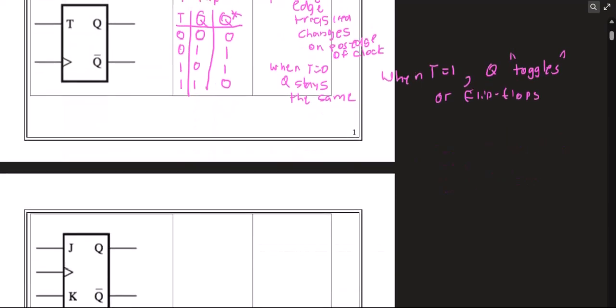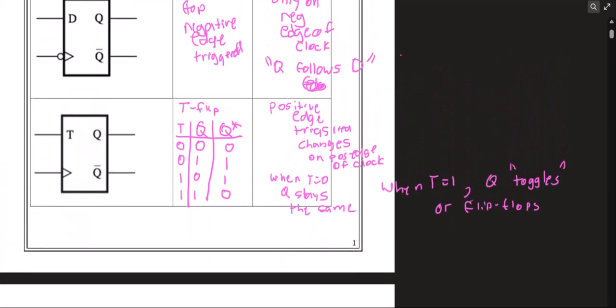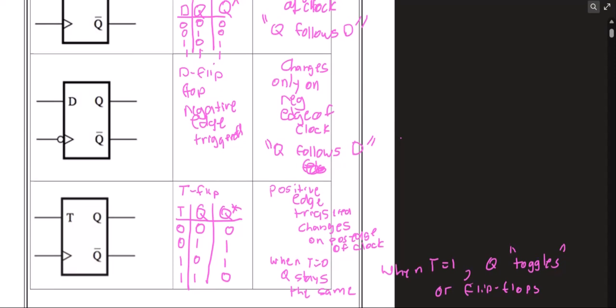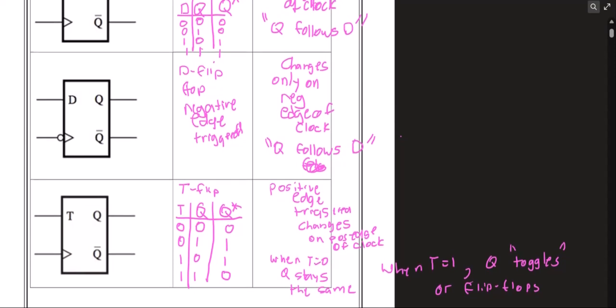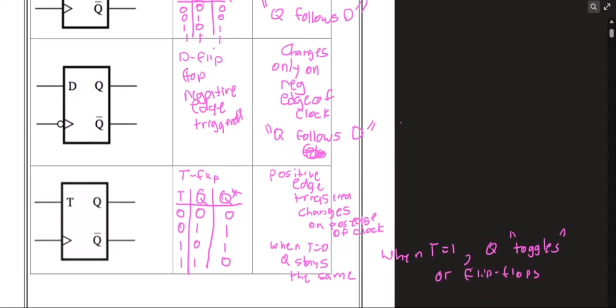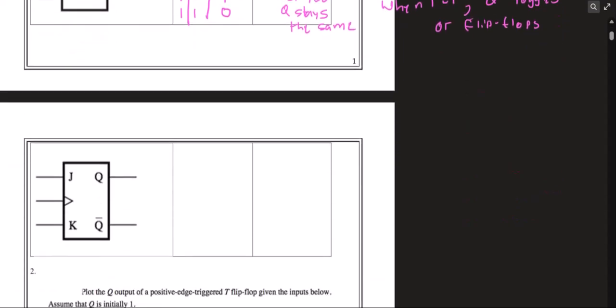For the D flip-flop, the negative one, the only thing the negative means is where it changes. It doesn't change any of the values. It's the same truth table.